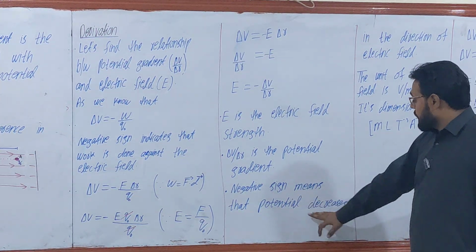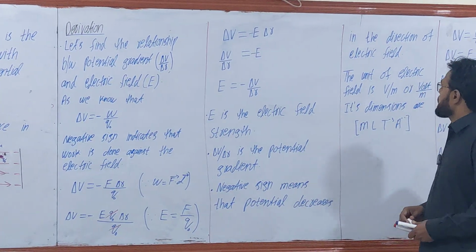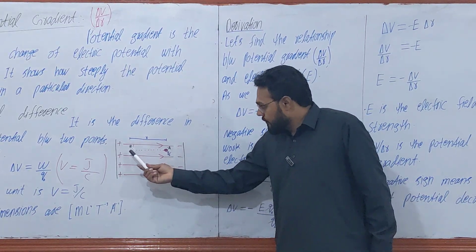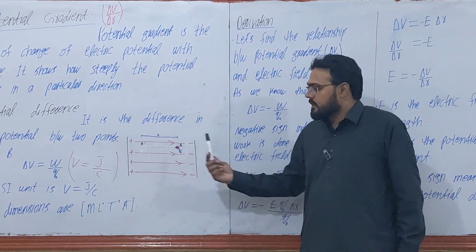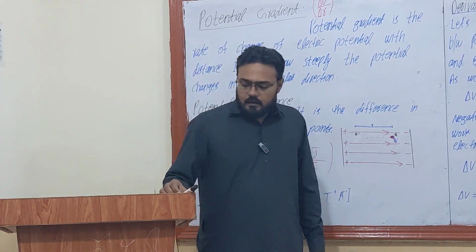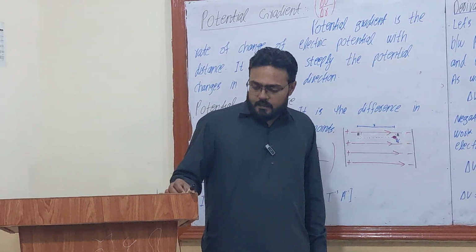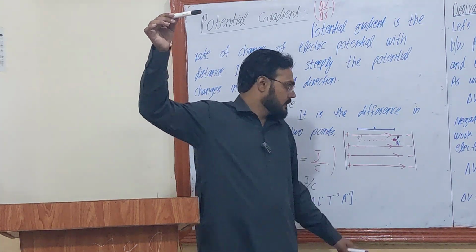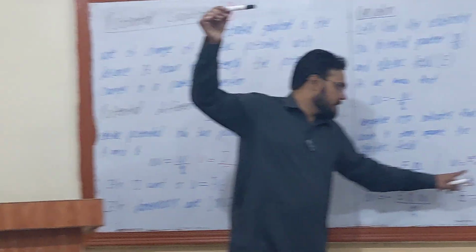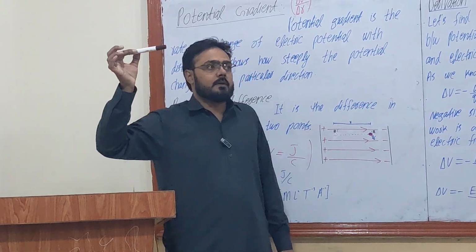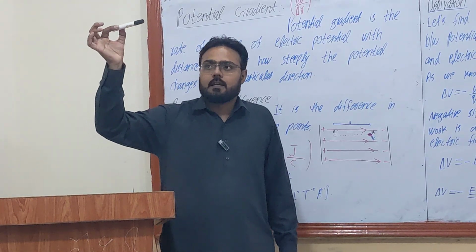The negative sign means that the potential decreases in the direction of the electric field. If we move in the direction of the electric field, the potential energy decreases. For example, I'm doing work on this marker. I'm applying force and it covers distance. Force and distance means work is done on this marker, and this work is stored in this marker as potential energy.